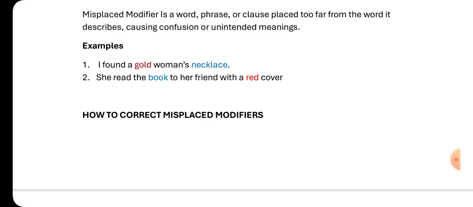Is it that she read the book with a red cover, or she read to a friend also with a red cover? A friend can never have a red cover. There's nothing like a friend with a red cover, but a book can have a red cover. Do you get it? So the person intended to modify the word book, and not the person.